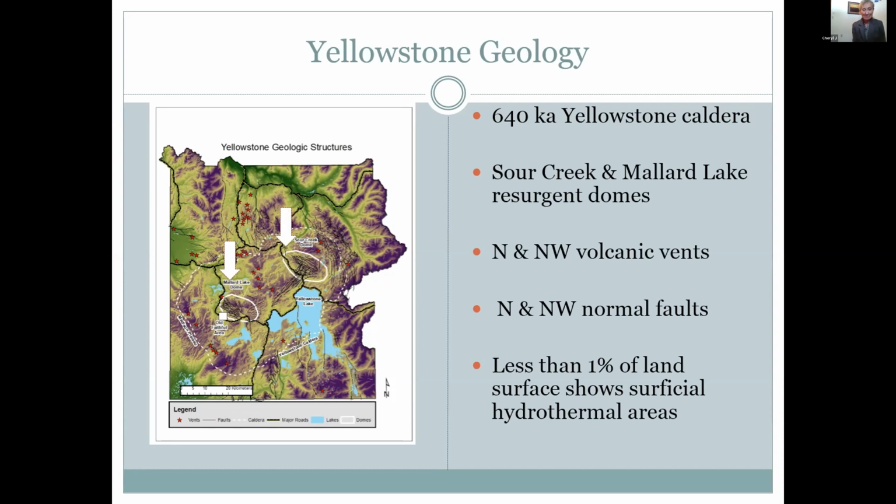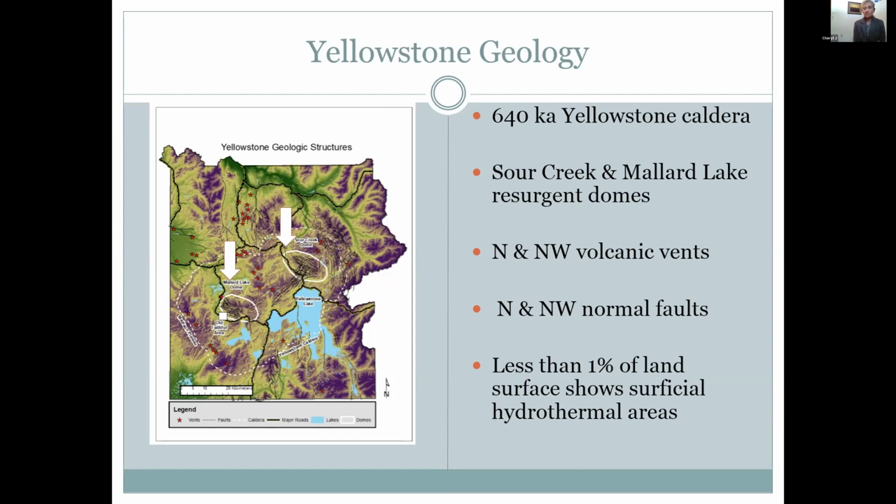And then you'll also notice some solid oblongs within the Yellowstone caldera. Those are the Sour Creek and Mallard Lake resurgent domes. And on the digital elevation model, there are north and northwest trending volcanic vents shown by the red stars, as well as black lines that indicate north and northwest trending normal faults.